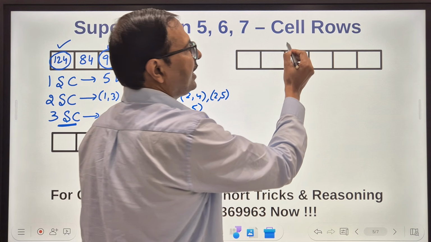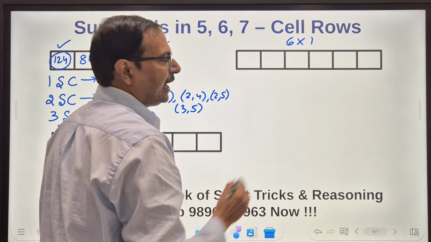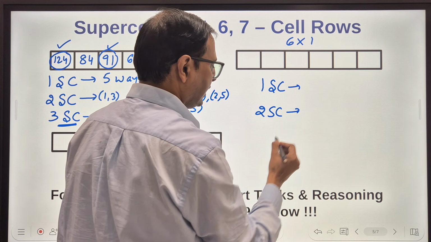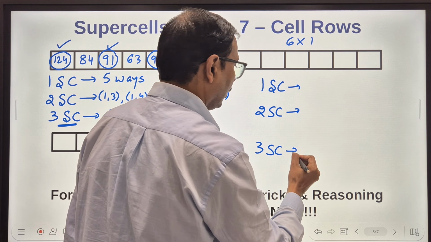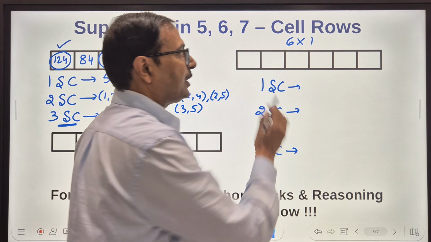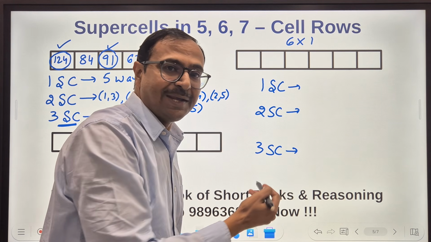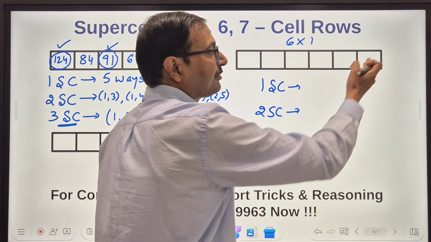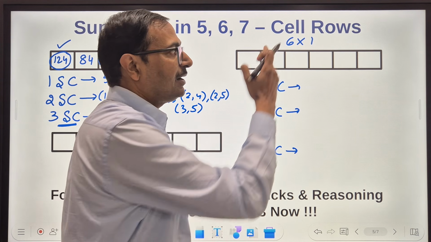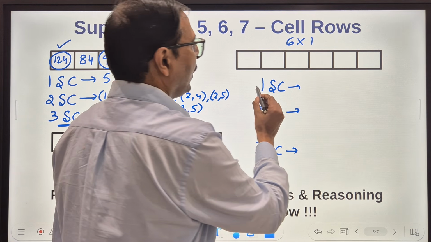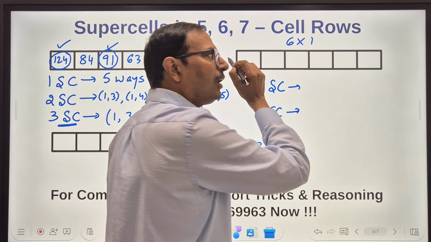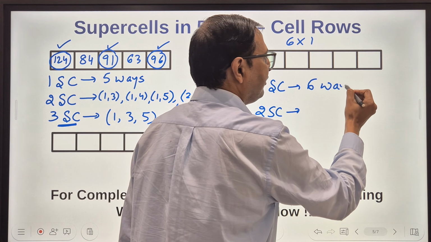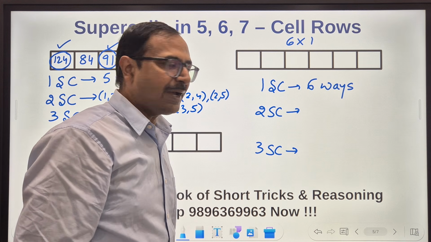Now, if I have a 6 by 1 grid like this, I can have one supercell, I can have two supercells, or I can have three supercells. Now, why do I say three supercells? Because half of 6 is 3. So I cannot have alternate cell supercells beyond that, because half of 6 is 3 only. So one supercell can be among all these. You can have any one supercell. So there are 6 ways of having a single supercell, right?